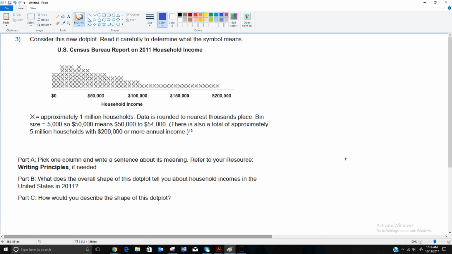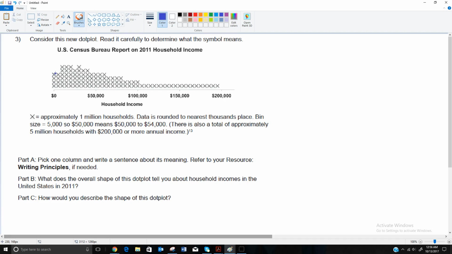So now we have another dot plot, and it says to read carefully to determine what the symbol means. In most dot plots this is actually kind of uncommon, but I'm going to try to explain it as best as I can. Each of these X's, instead of representing one person or one family, is from the U.S. Census Bureau report for 2011 household income. Each of these marks is 1,000,000 households. So these 4 X's stacked up here are 4 million households in that category.